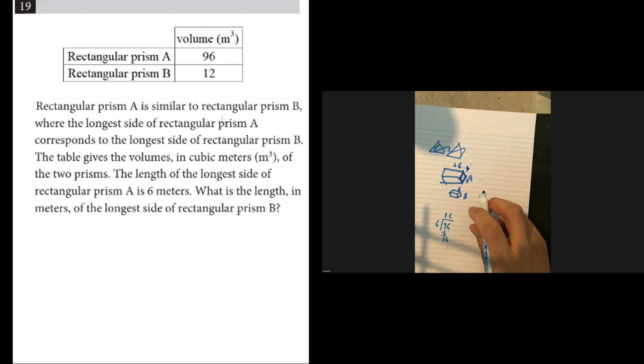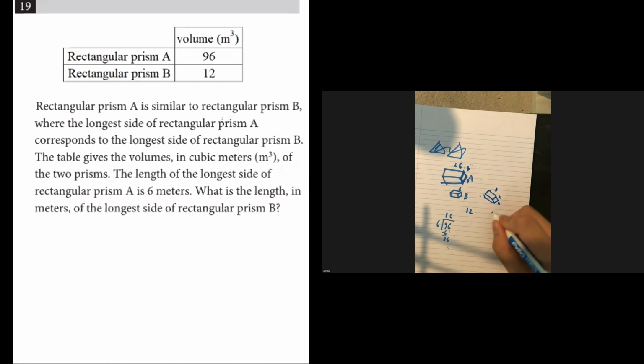And so this question says that they are similar. So every single side is scaled down at the same rate. And so the volume for prism B is 12. So the best way to solve these type of problems is by plugging in. And so let's say the ratio is half. So you have this is 3 and this is 2 and 2.